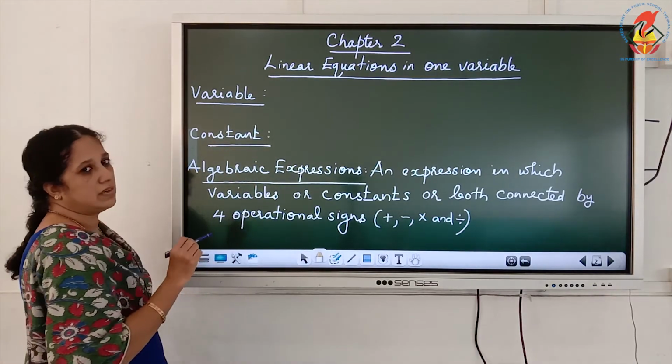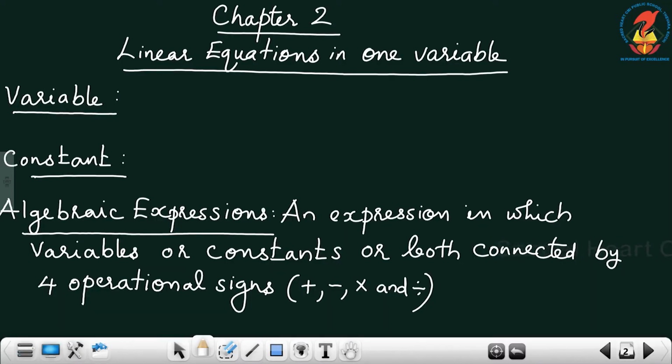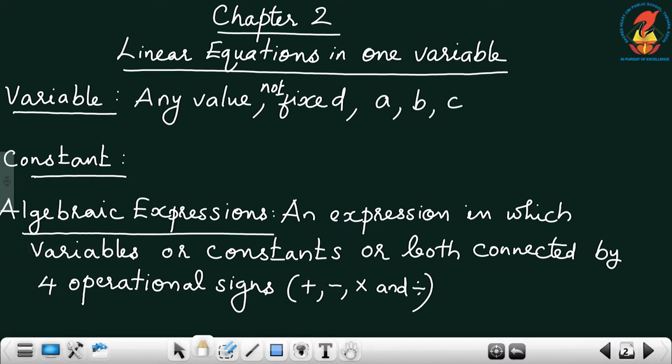Now variable. What is meant by variable? A variable can take any value. Its value is not fixed. That means the values are changing. And the variables are denoted by the small letters of the English alphabet, that is a, b, c or x, y, z, like this.